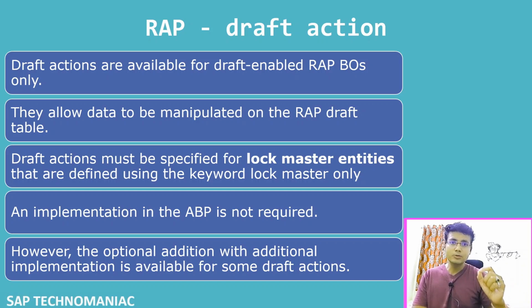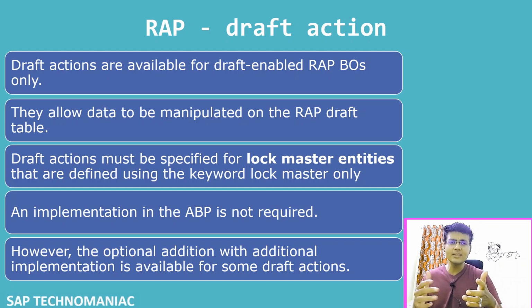These actions should be defined on your lock master entity. Whichever entity you have defined as a lock master, in most cases it will be your root entity. Just after that, in that particular entity, you have to define each and every draft action if your business object is draft enabled. Some of the actions are implicitly defined if you are not using the strict mode, and if you are using the strict mode, you have to define each and every draft action explicitly.